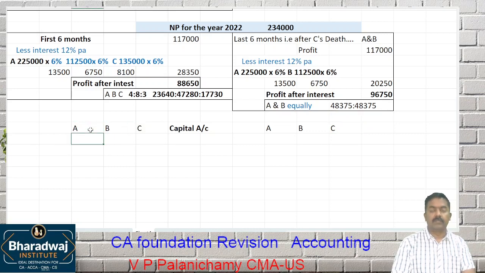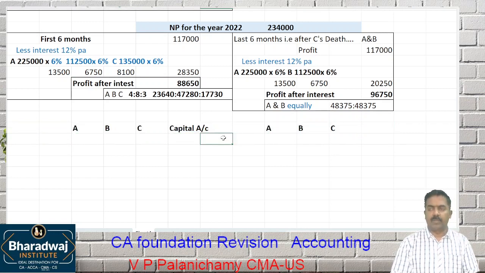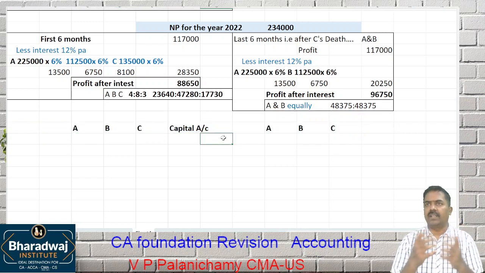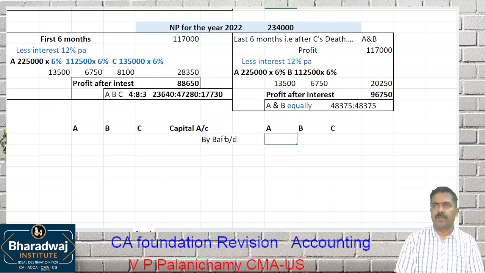Half year, partners' capital, full year. First 6 months, second 6 months, like that we are going to prepare. I request you to please listen, then you can take it up. Pay attention. Buy balance brought down, how much is it?